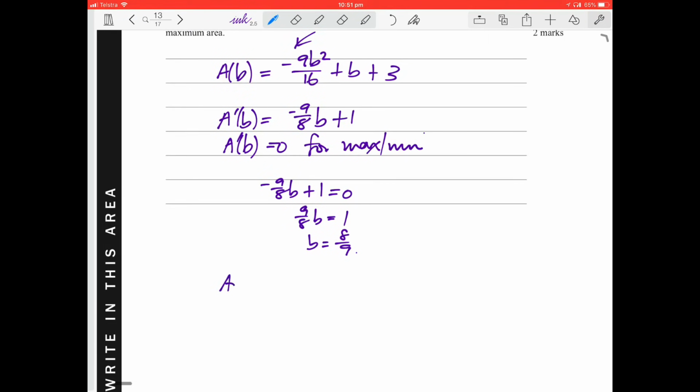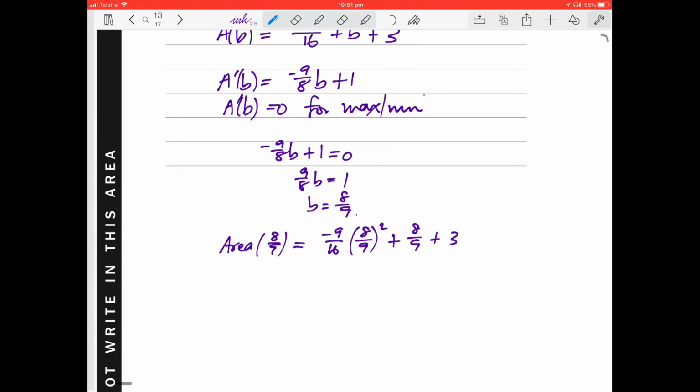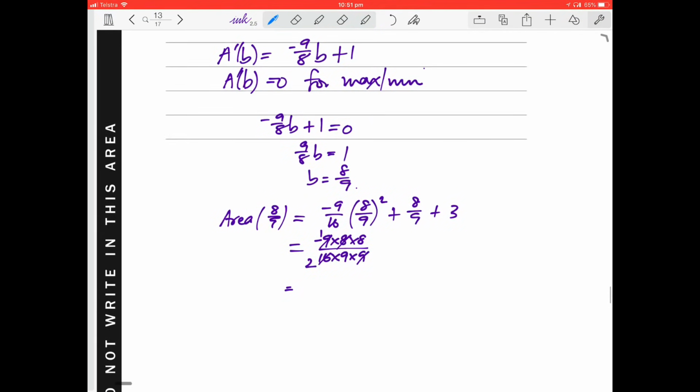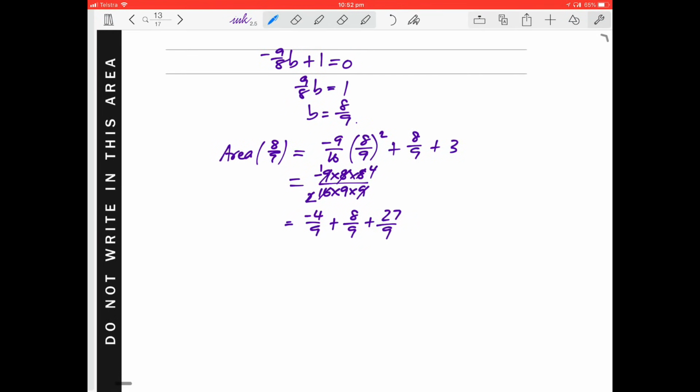The area itself, okay, so we get negative 9 on 16 times (8 on 9) squared plus 8 on 9 plus 3. Okay, so I've got negative 9 times 8 times 8 over 16 times 9 times 9. So that will cancel with that and make it a 2. That will cancel with that and make it a 1. So I get negative 4 on 9 plus 8 on 9 plus 27 on 9, which gives me 31 on 9. Therefore, max area is 31 on 9 when b is equal to 8 on 9.